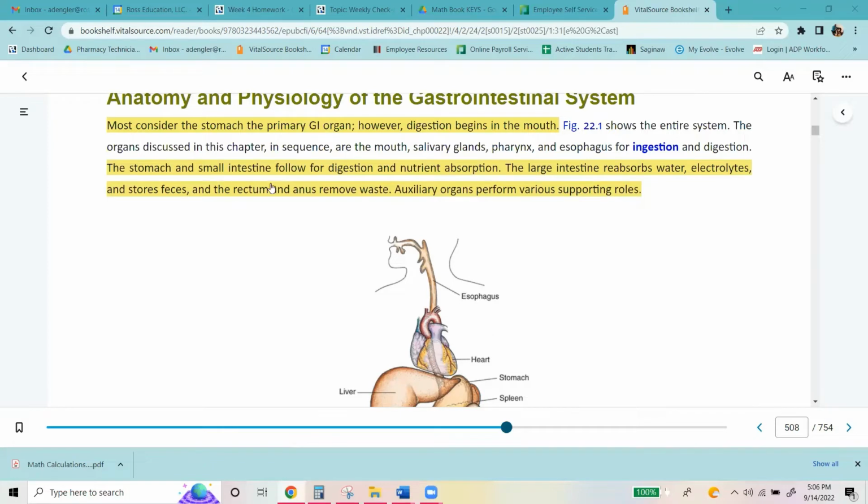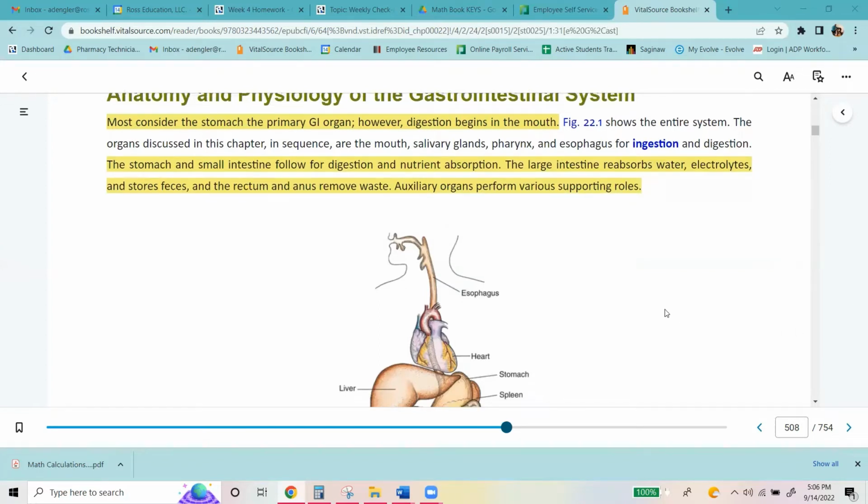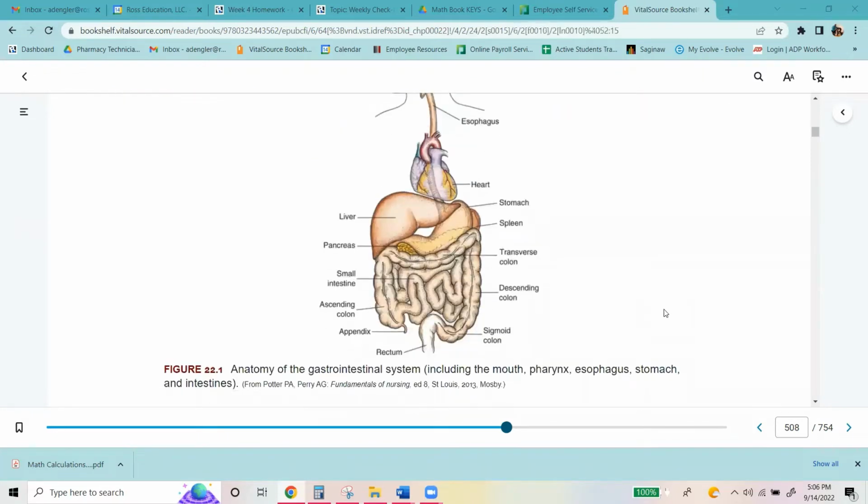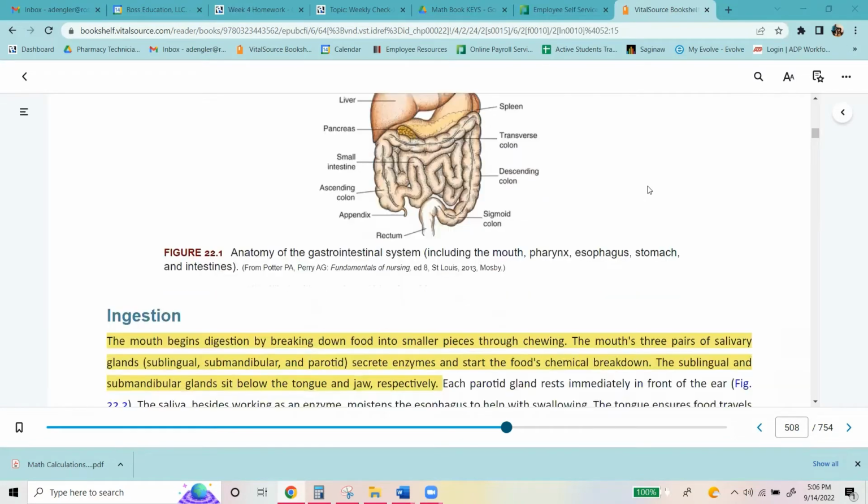The stomach and small intestine follow for digestion and nutrient absorption. The large intestine reabsorbs water, electrolytes, and stores feces, and the rectum and anus remove the waste. Auxiliary organs perform various supporting roles. So here is the complete anatomy of the GI system, including the mouth, pharynx, esophagus, stomach, and intestines.